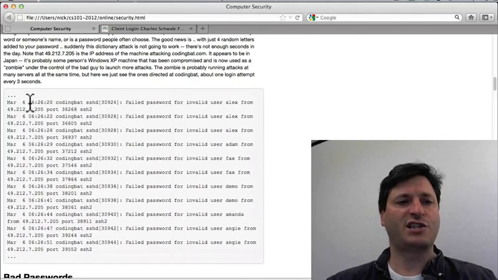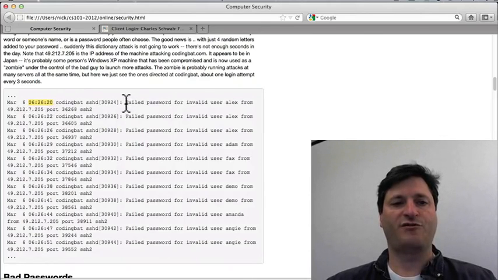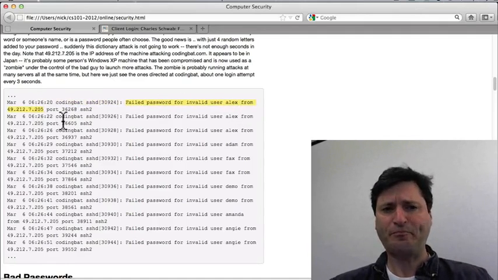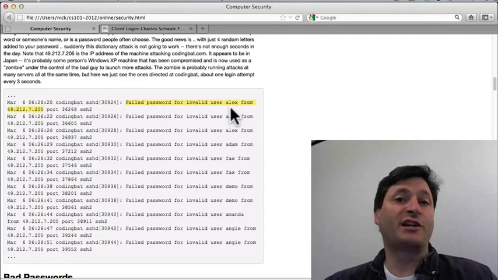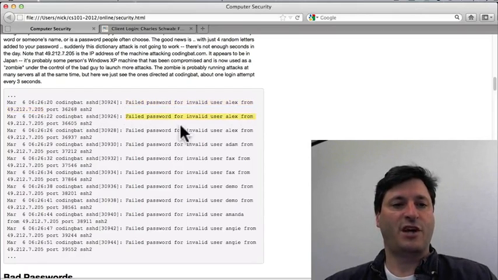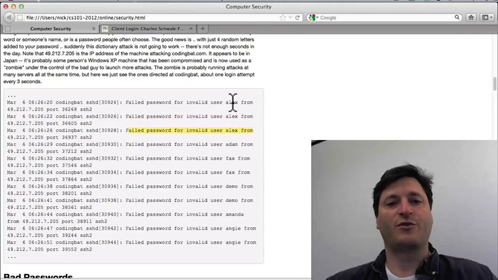So what this says is on March 6th at 6:26:20, it says failed password, invalid user Alex from some IP address. That's actually an IP address in Japan. So what that's saying is there was a login attempt and it failed for the user Alex. And then 2 seconds later, there's another one. And then 4 seconds after that, there's another one. So Alex 3 times, and then there's a failed one for Adam and for user fax and whatever.